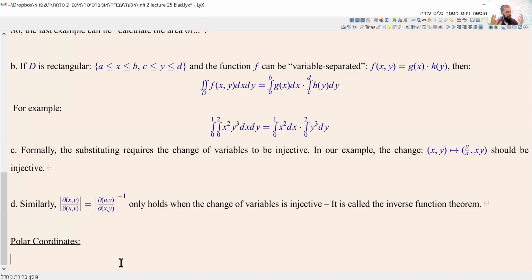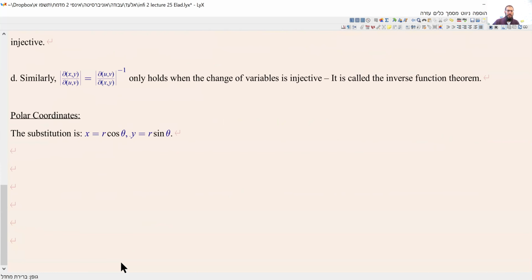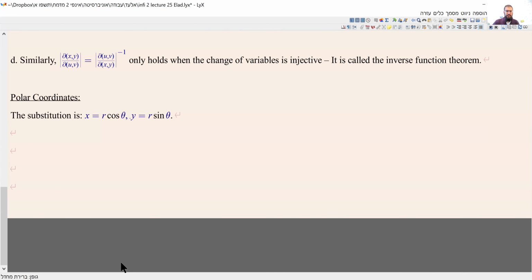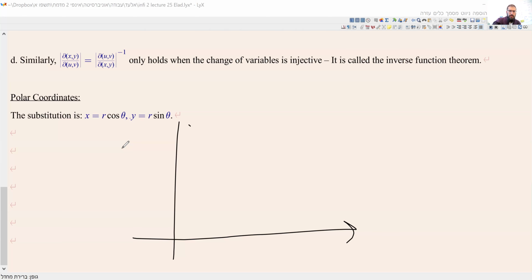So first of all, what are the polar coordinates? The substitution is x is r cosinus theta and y is r sinus theta. Geometrically speaking, as we've already seen them in lecture number 20, and we are probably familiar with them from the basics of complex numbers.